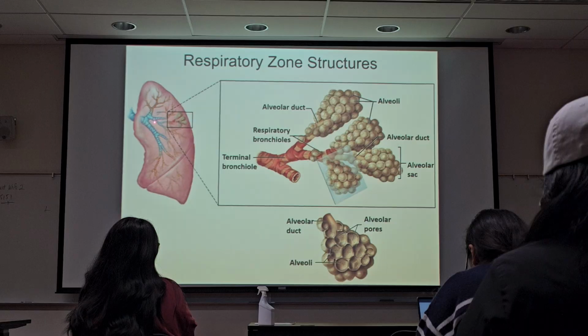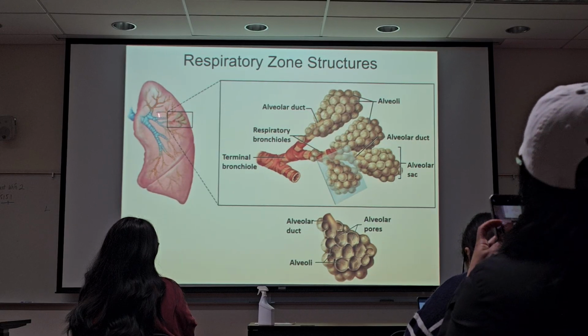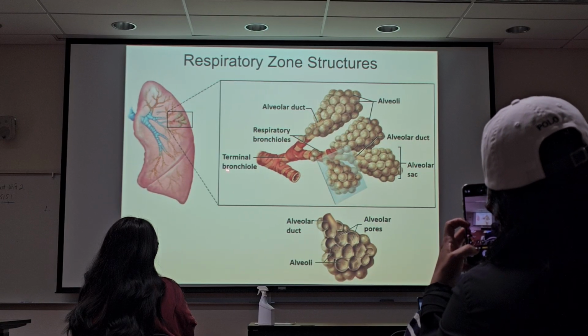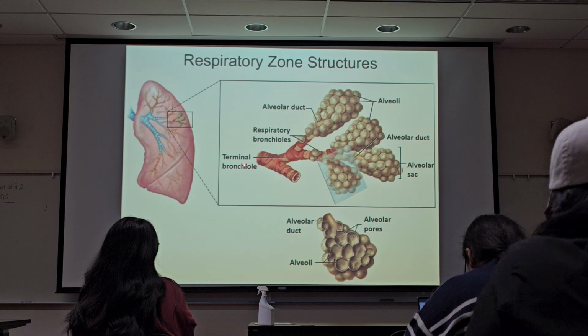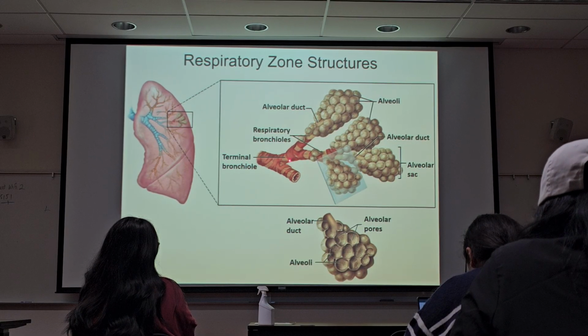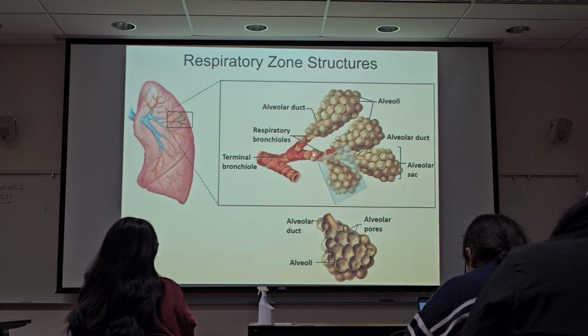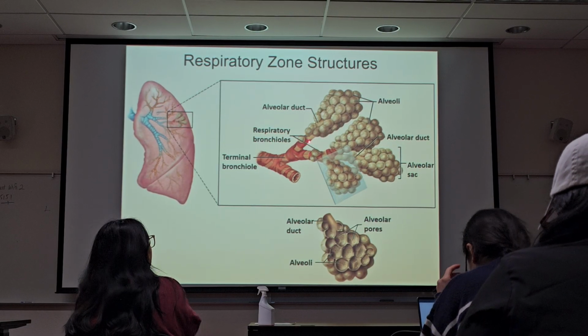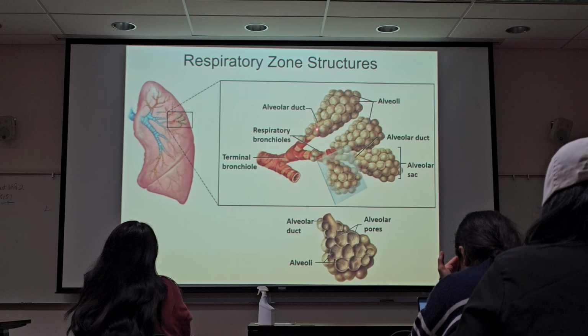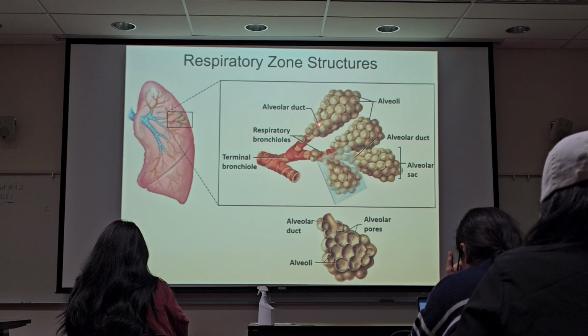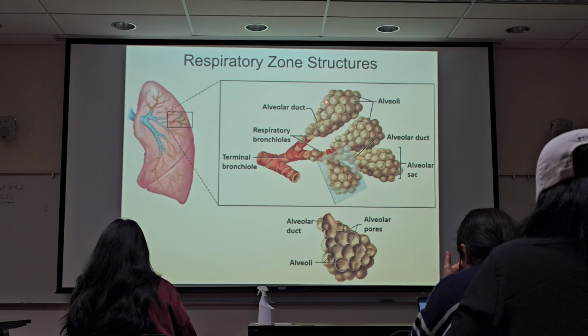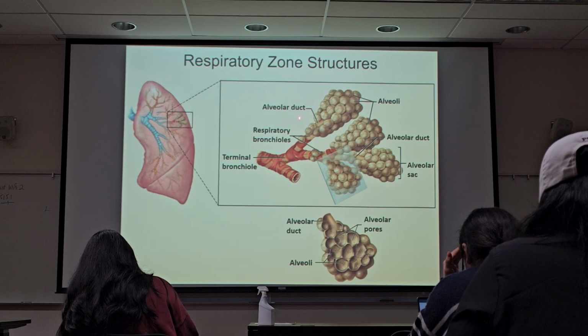We're still in the conducting zone, but we branch and branch and branch until finally a terminal bronchiole, the last part of the conducting zone, delivers us into the respiratory zone, starting at our respiratory bronchioles. Those deliver air into the alveolar ducts. These are the ducts, and those ducts take us into an alveolar sac. At the sac, we have a whole bunch of alveoli, so it looks like a bunch of grapes.